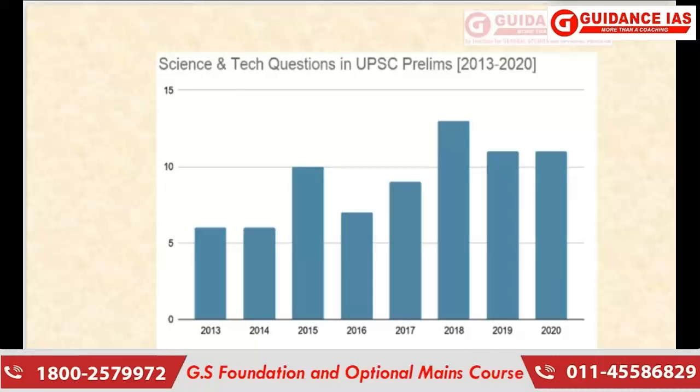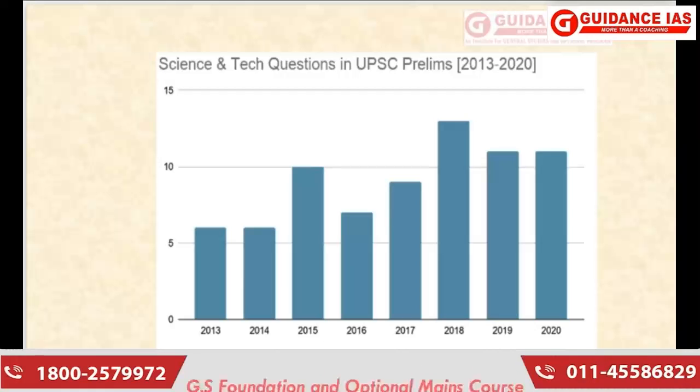Hi everyone. Today we'll be discussing previous year prelims question paper of a very extremely important topic, which is science and tech, which belongs to GS paper 3, and we'll be covering all the questions from the year 2021.